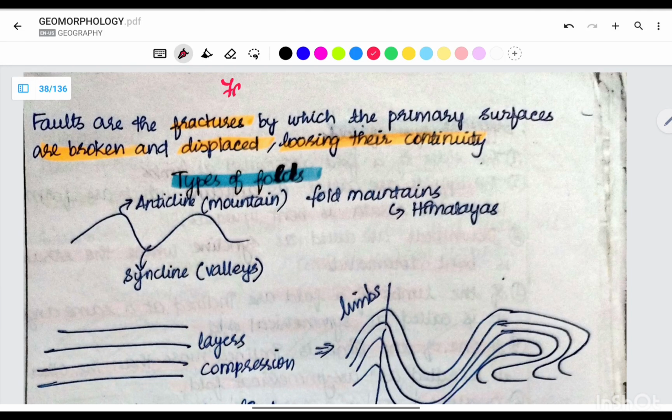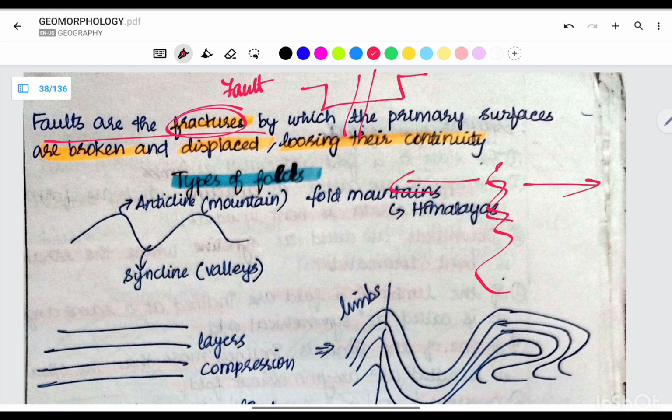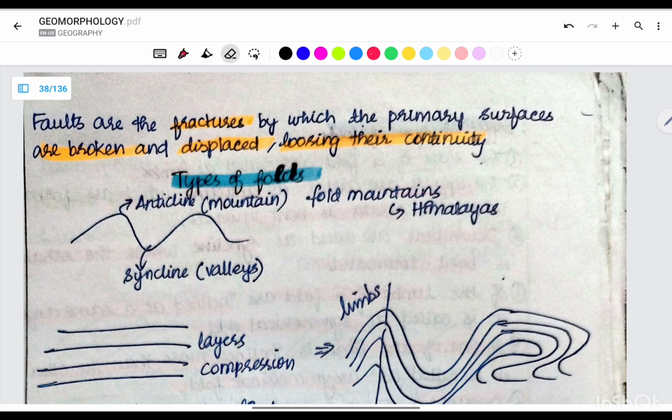Now we have the faults. What is a fault? A fault is a fracture, right? So a break is what we have as the fault. When two plates are moving apart, we have a crack, and this crack is known as the fault because of the tangential forces. It is also called tensional forces, right?